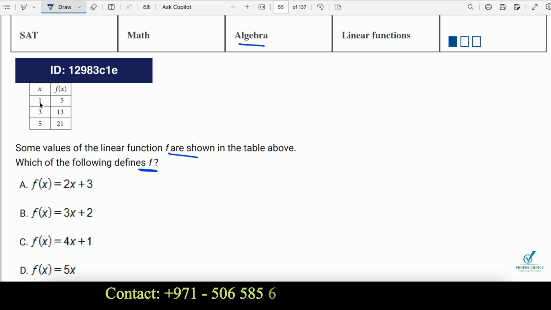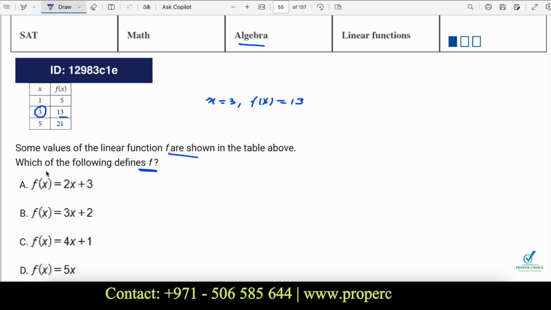When the value of x is 1, I am getting f(x) as 5. In all the cases, 2 times 1 plus 3 gives me 5. 3 times 1 plus 2 gives me 5. I mean, all options are giving us 5 if you check carefully. But when you take a value of x as 3, I should get f(x) as 13 according to them. x equal to 3, so f(x) equal to 13. So which option gives that?